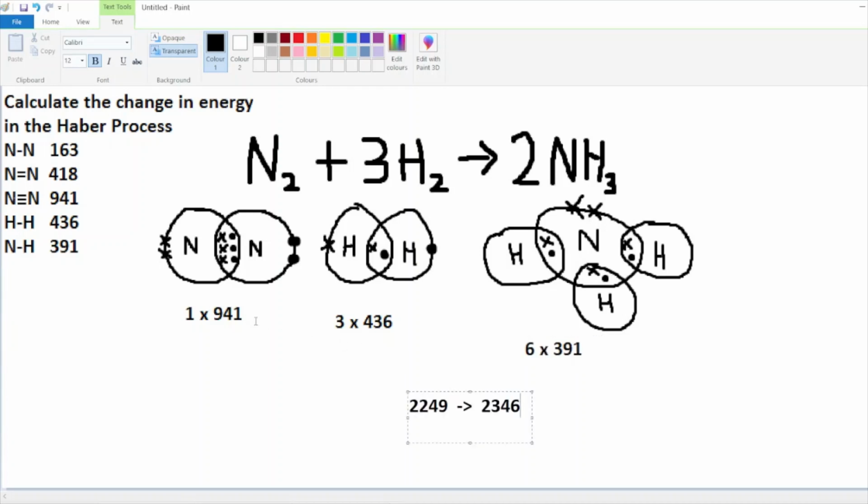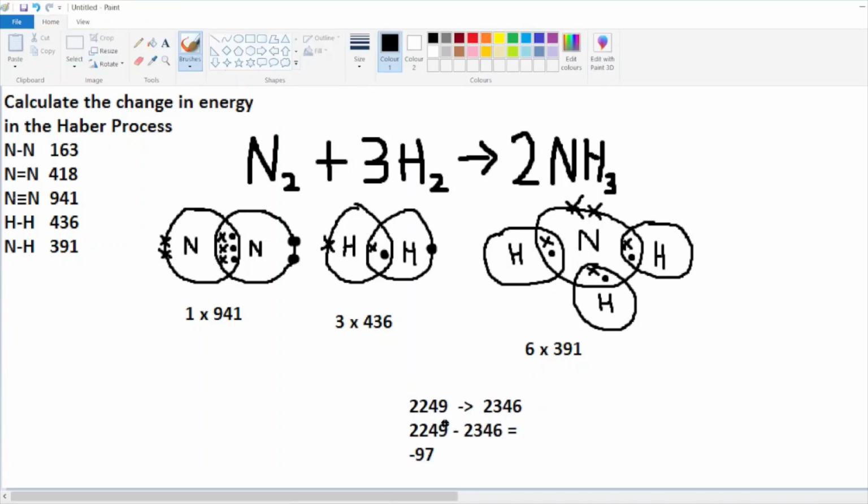Okay, so if you do the math, add these two together and do this one, we should get 2,249 kilojoules per mole of bond energy on this side and 2,346 on this side. Now to see if it's exothermic or endothermic, you need to view all of the reactants' energy, this energy on the left, as the energy needed to break the bonds. So that's your input energy, if you like. So you're inputting 2,249, and this is the energy that's being released when you're making the bonds, 2,346. If more energy is being released in making the bonds, then it's going to be exothermic, because exothermic is an energy release and therefore a temperature increase.